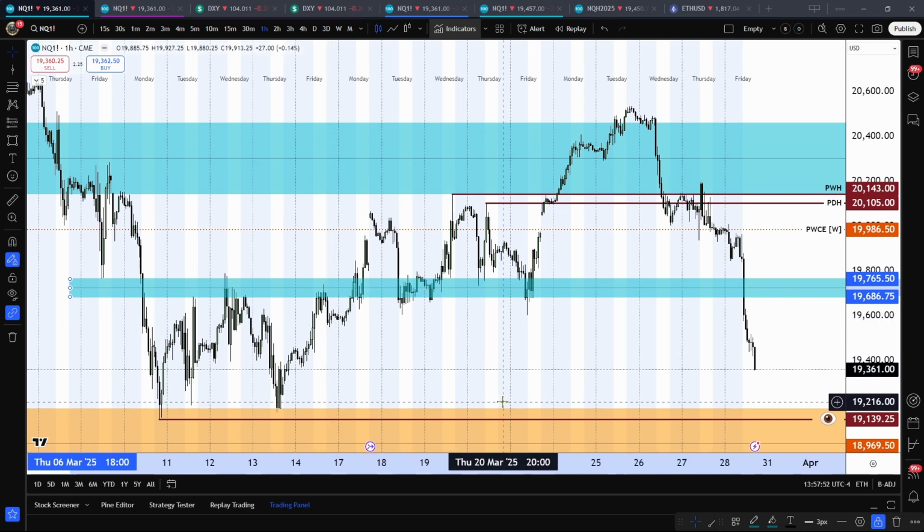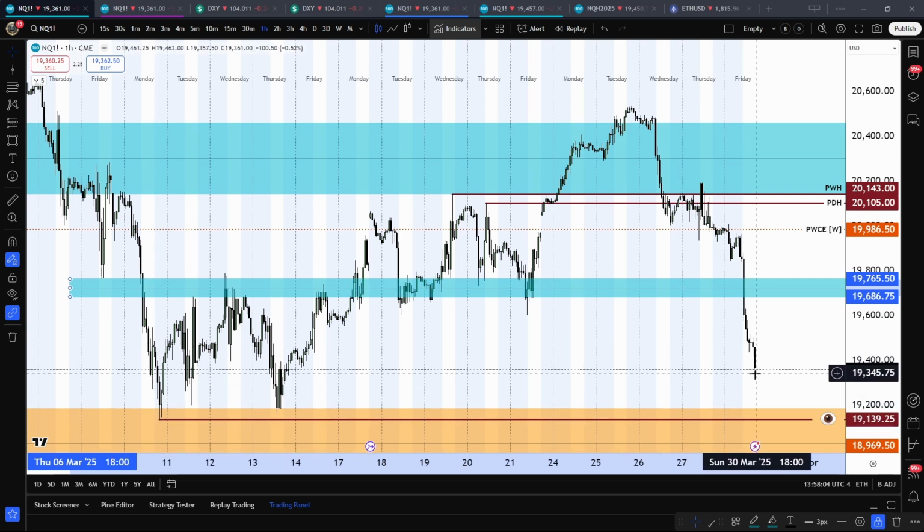So yeah, we didn't take out these relative equal lows over here, which is the intra-month low for March. I think we may take out these relative equal lows the very next week or the very next weeks. So let's find out.